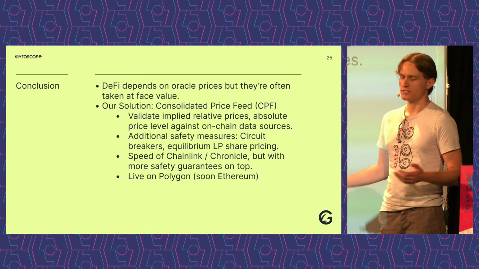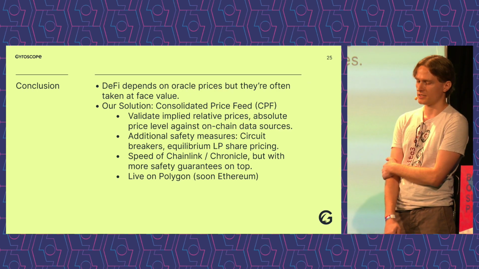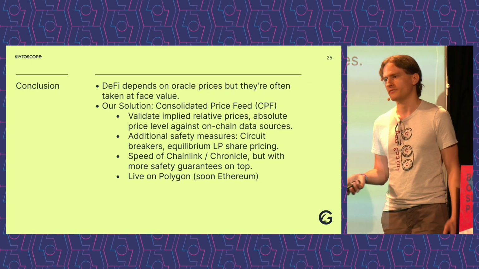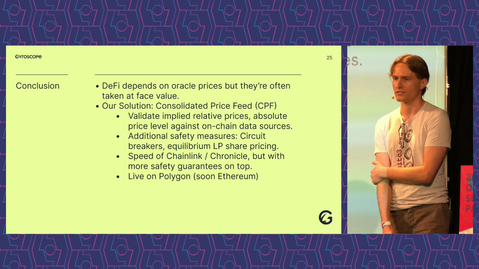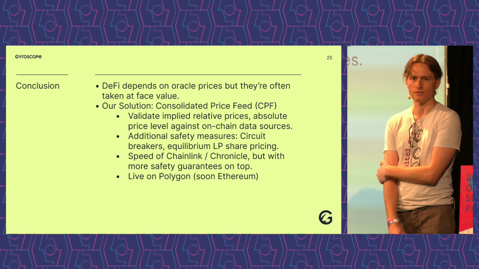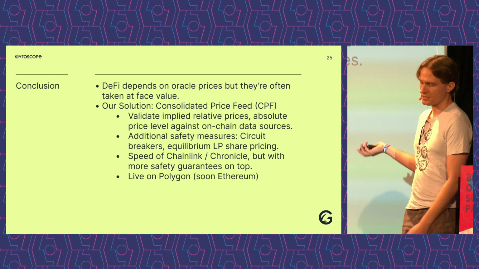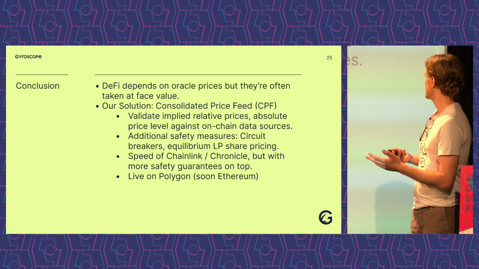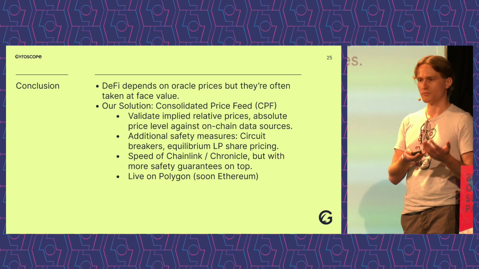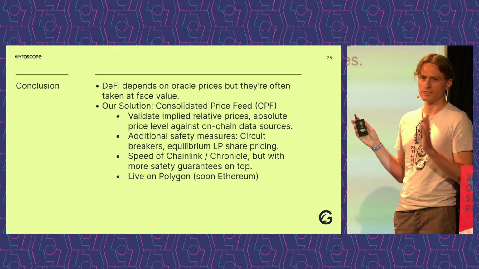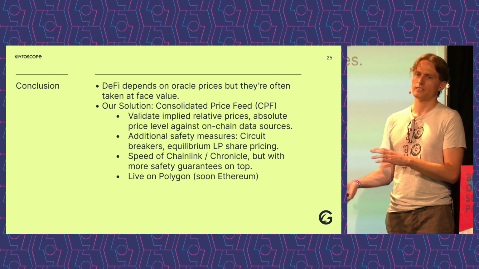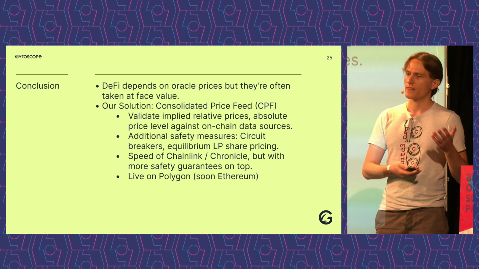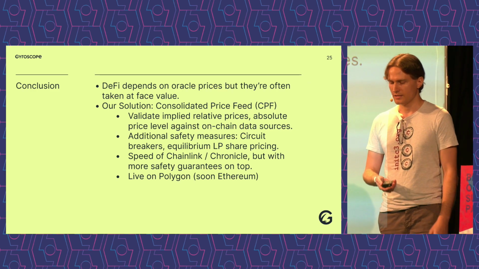So that brings us to the end of my talk. As a quick recap, DeFi depends on Oracle prices, but they're often taken at face value, and we don't think this should be the standard way of doing this in DeFi. We think we can do a bit better. Our solution is the consolidated price feed, and what we're doing is validating implied relative prices. We're also looking at absolute price levels by looking at a number of different data sources and giving a signal about the likelihood of Oracle integrity that can then be used by the protocol to make the trade-off decision about whether it should be live now or scale back risky operations.